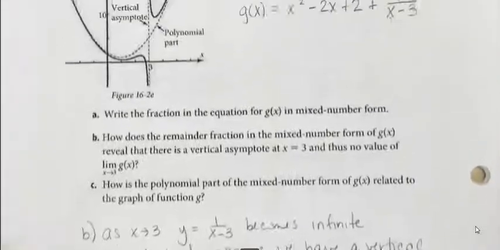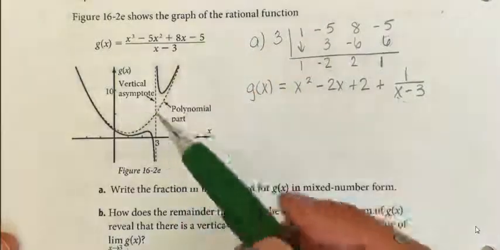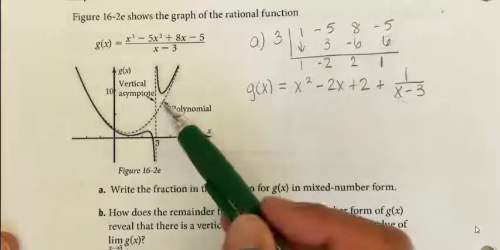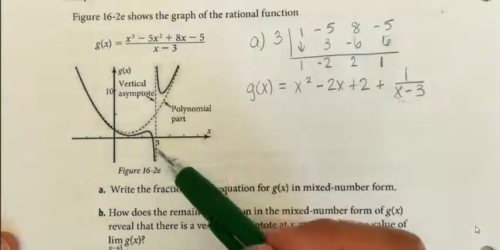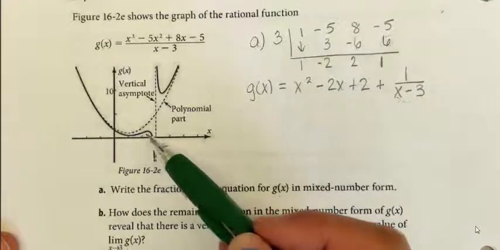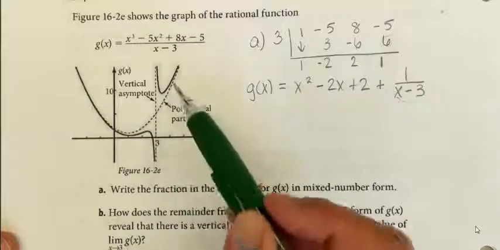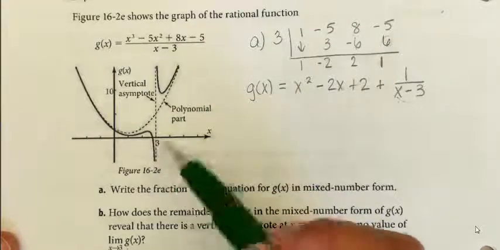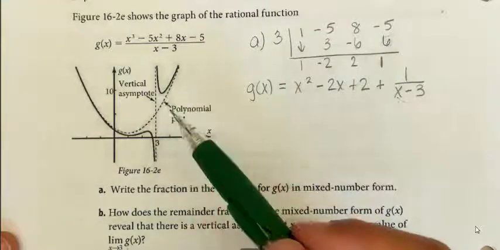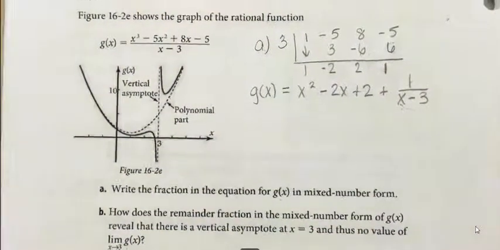And so graphically, if you were looking at this, you might ask yourself, what's the limit as x approaches 3? Just looking at the graph, at x equals 3 we have this vertical asymptote, so there's not going to be a limit as x approaches 3, because from the left I'm going one direction, and from the right I'm going another direction. This one's going to negative infinity, this one's going to positive infinity, so there's no limit. The limit does not exist at x equals 3.